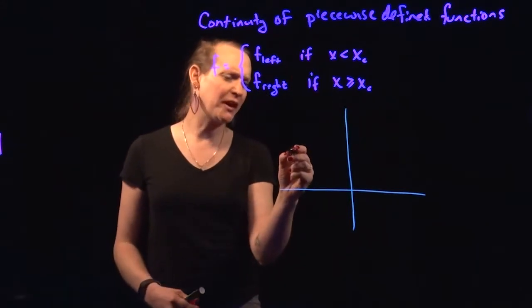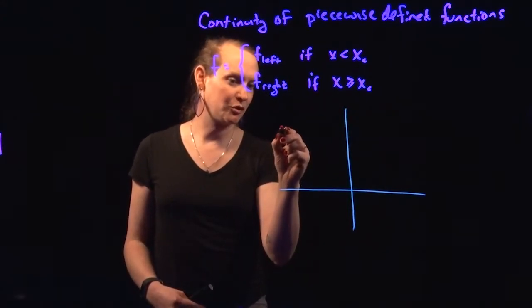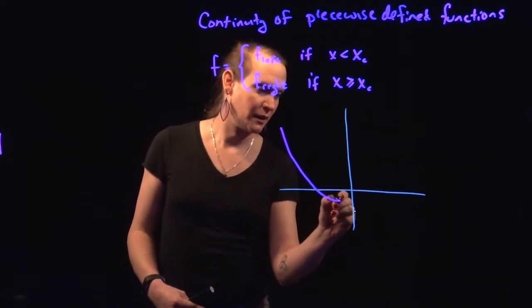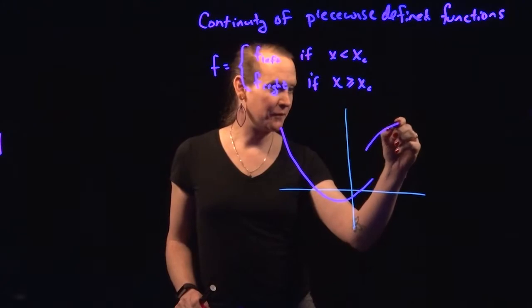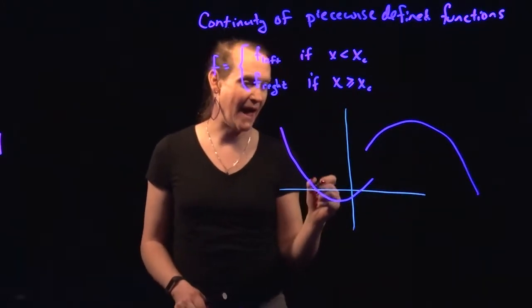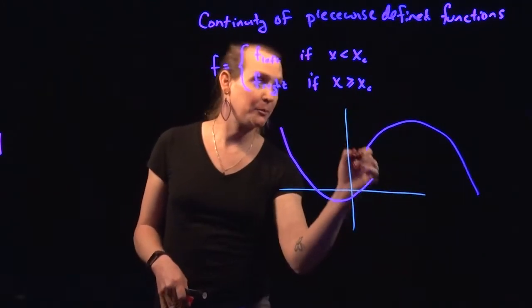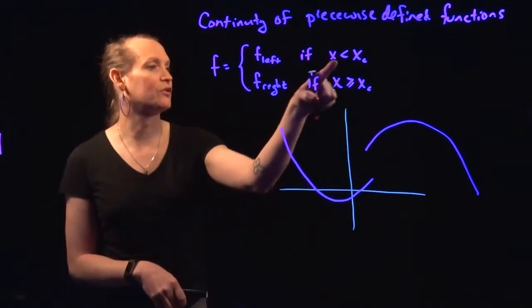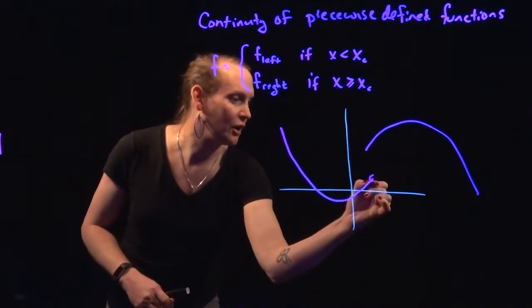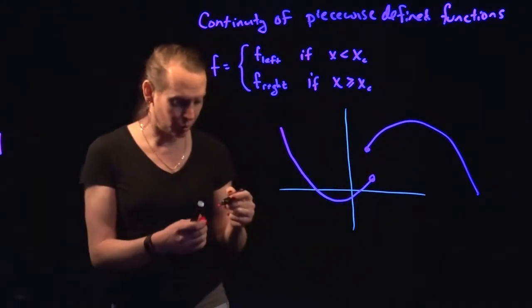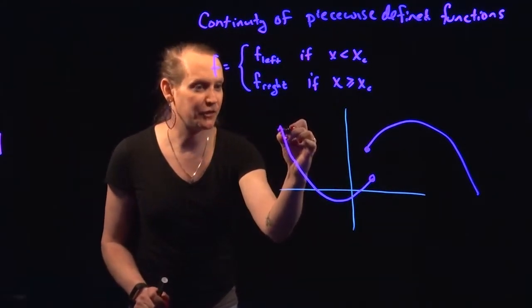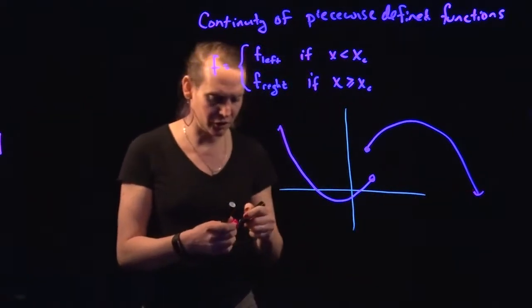And let's suppose that to the left, my function looks like that. And then to the right, my function looks like that. I'm going to put an open hole, because there's no "or equal to" right here, on the left branch. And on the right branch, I've got a filled in hole like that. This function keeps going on forever.